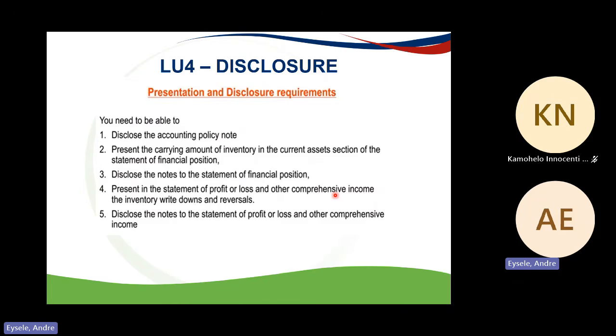Now, most important, obviously, is the disclosure of inventory in your statement of financial position. You need to be able to disclose the accounting policy note, present the carrying amount of inventory in the current asset section of the statement of financial position and disclose the notes to it, and present in the statement of profit or loss and other comprehensive income the inventory write-downs and reversals, and disclose the notes. These are the presentation and disclosure note requirements.